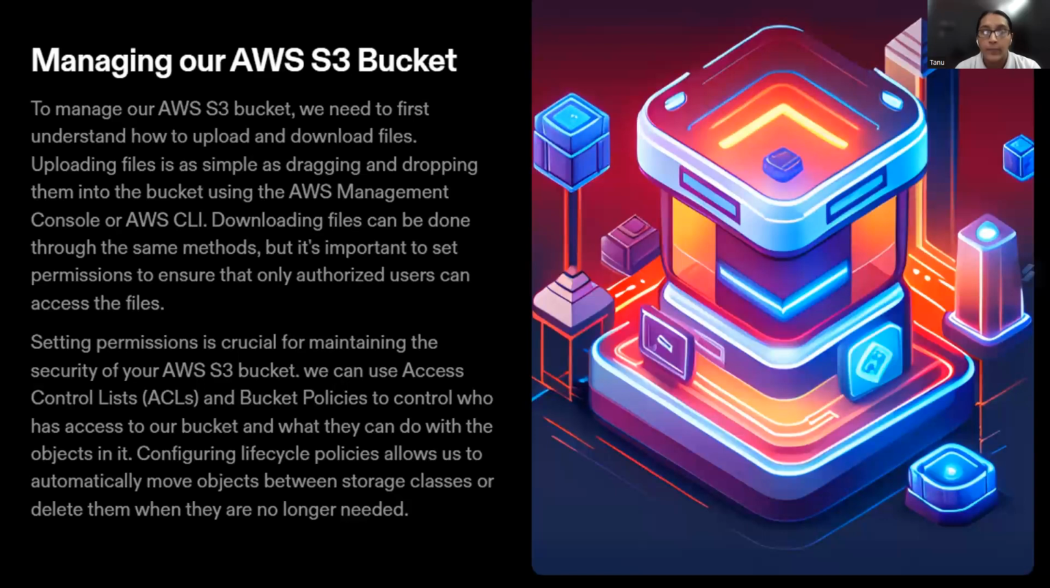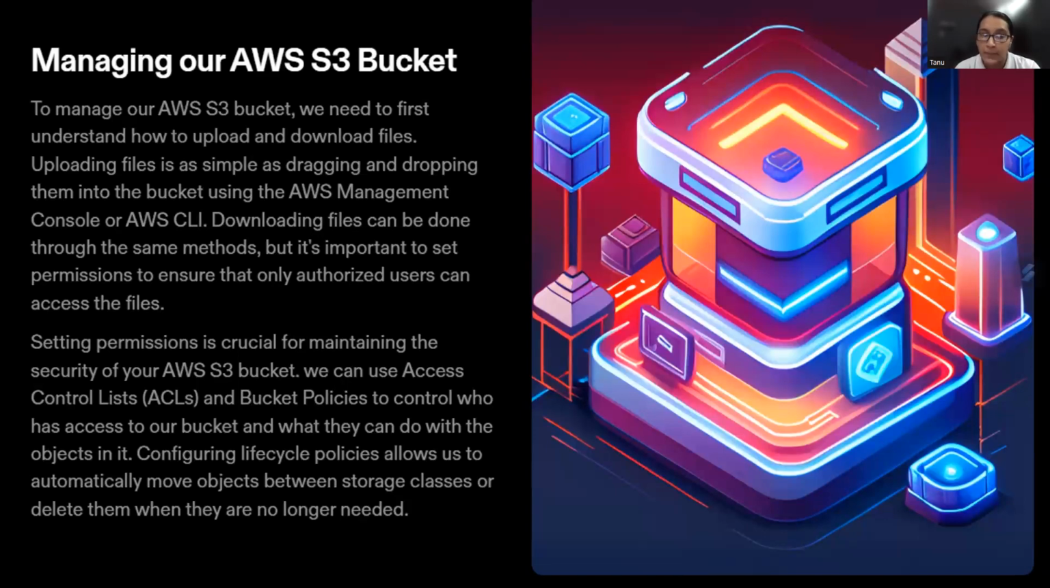To manage our AWS S3 bucket, we need to first understand how to upload and download files. Uploading a file is basically as simple as dragging and dropping it into the bucket using the AWS Management Console or the AWS CLI. CLI is basically a command line interface. Downloading files can be done through the same method, but it's important to set permissions to ensure that only authorized users can access the file. This is the main point of how to manage our AWS S3 bucket.